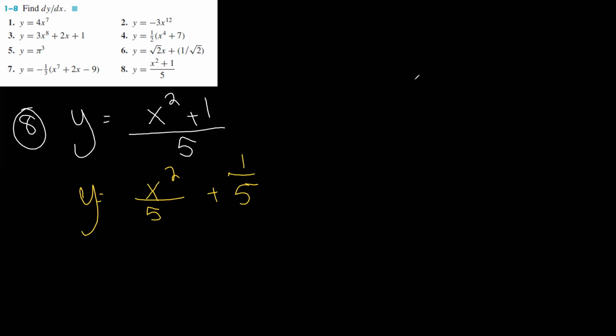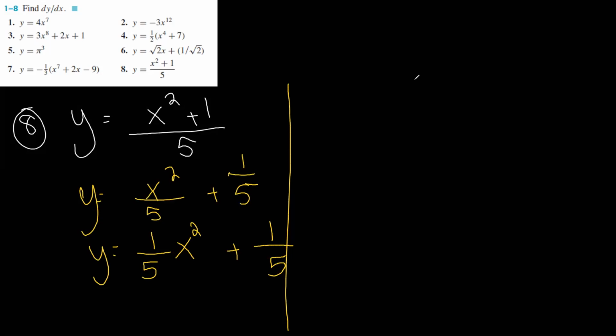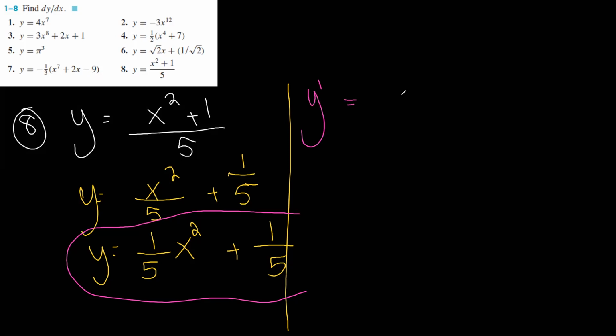Then y equals x squared over 5, it can also be written as 1 over 5 x squared plus 1 over 5. Is it right? Yes. So until now, I just wrote the function. I didn't find the derivation. Now I will find the derivation.